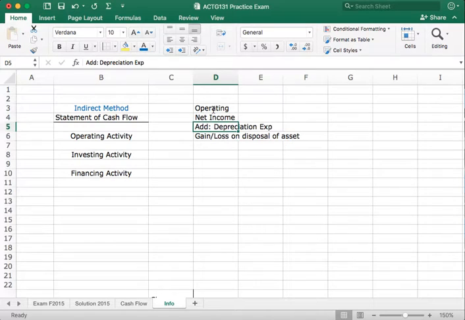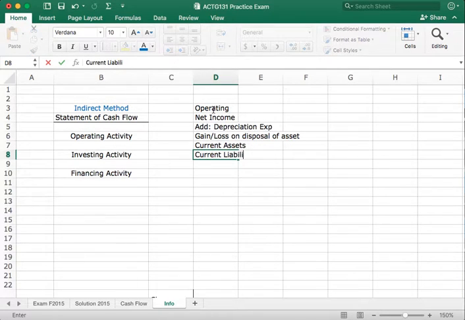In addition to beginning with net income and adding the depreciation expense, if we have a gain, we're going to reduce our statement of cash flows. If we have a loss, we're going to increase our statement of cash flows. And again, that's neutralizing those two effects on net income. In addition to those, we are going to show the changes for current assets and the changes for current liabilities. So we're going to take the beginning of the period and determine did the balance increase or decrease by the end of the period. So that is all operating.